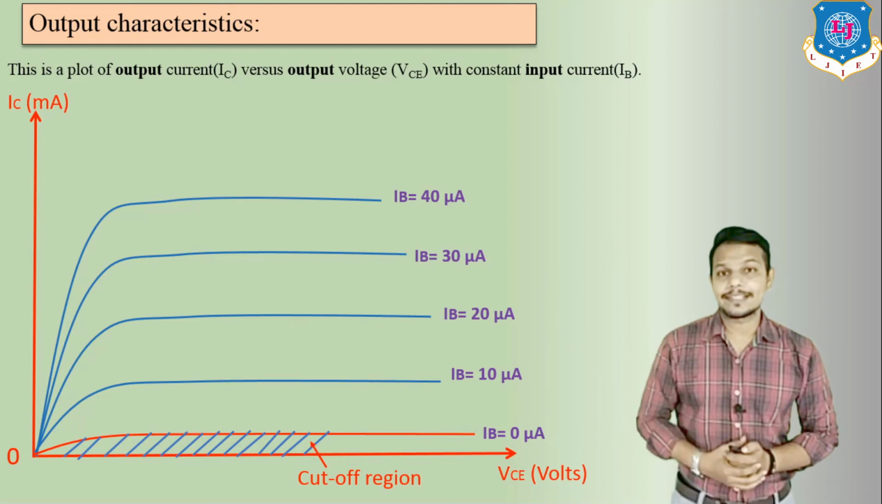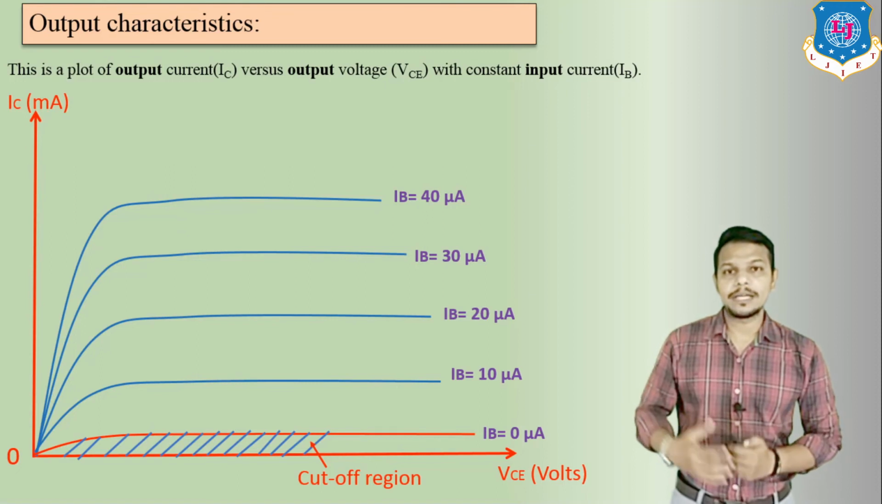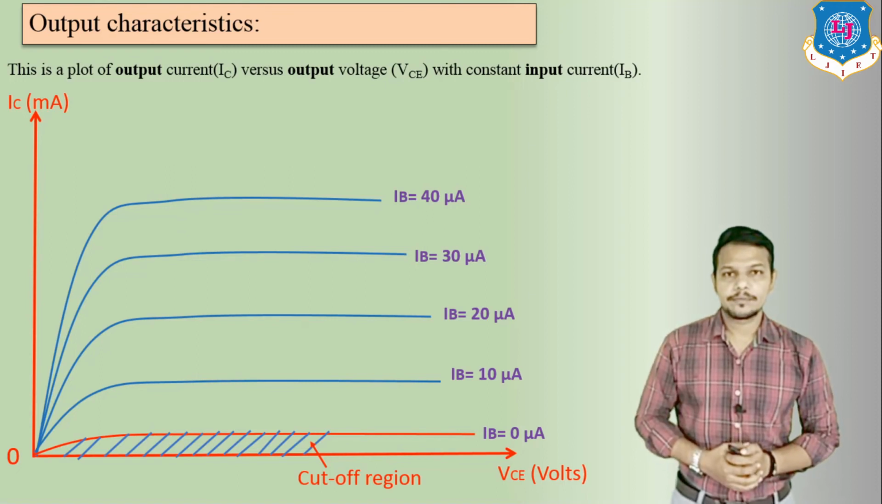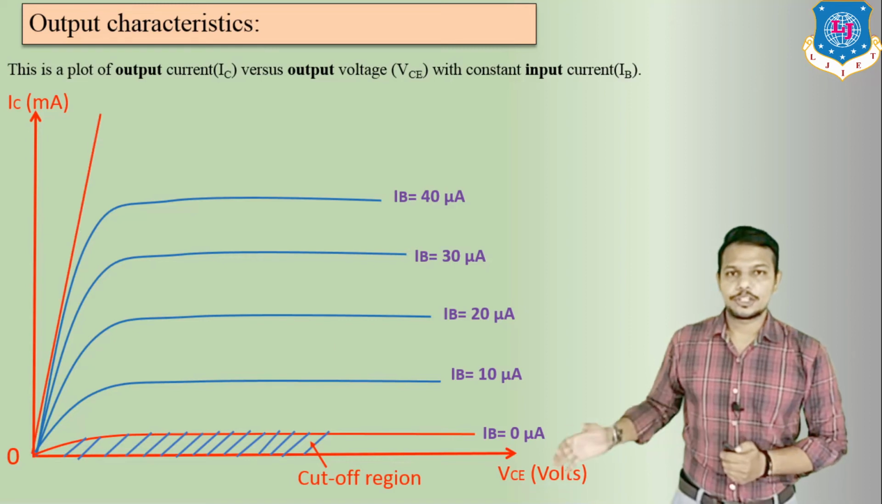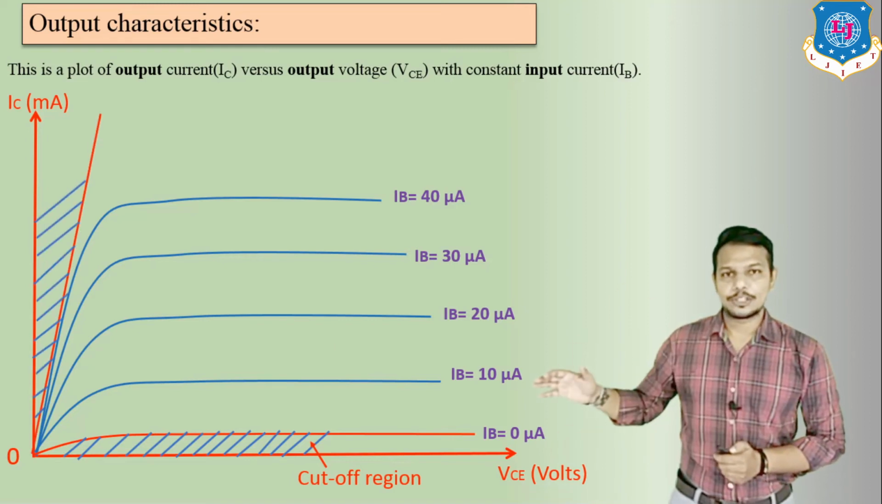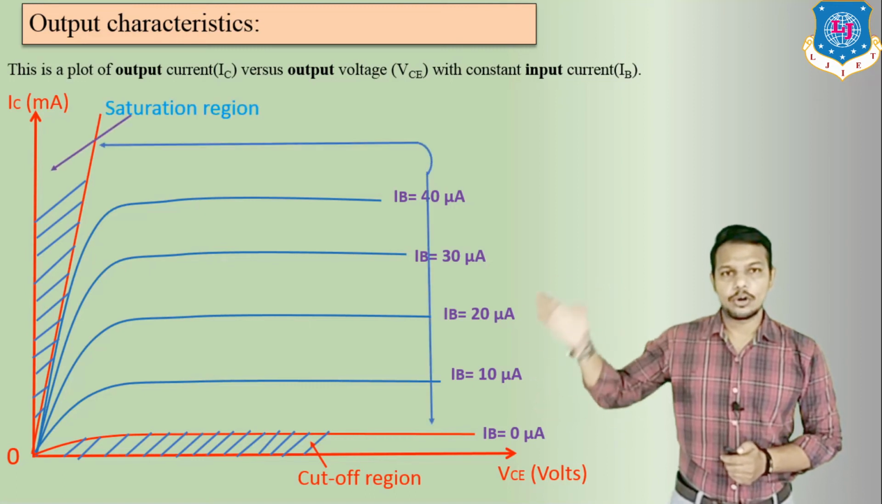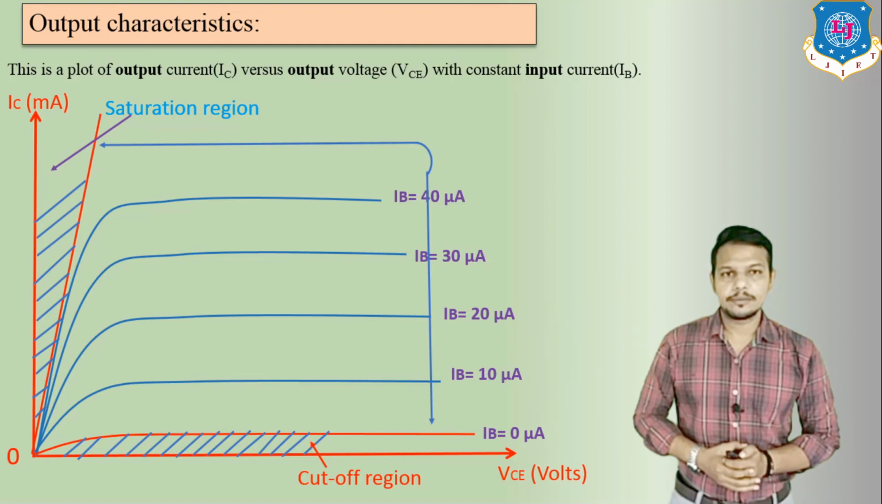And finally, let us discuss the saturation region. In the saturation region, both junctions should be forward biased. So your saturation region is like this. This is your saturation region, and here we can see this is your active region.